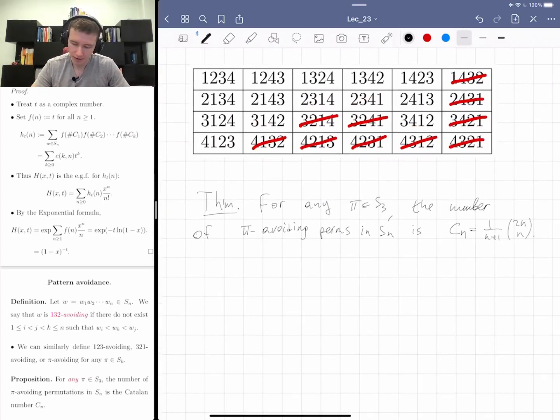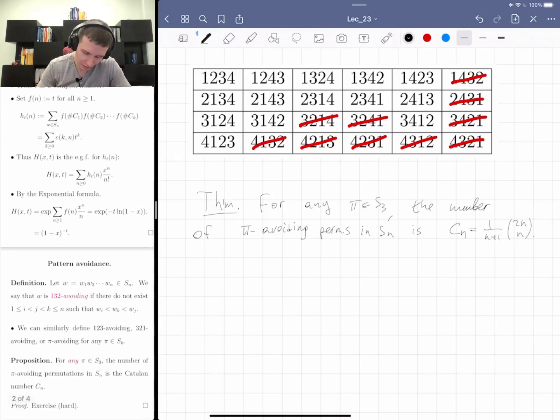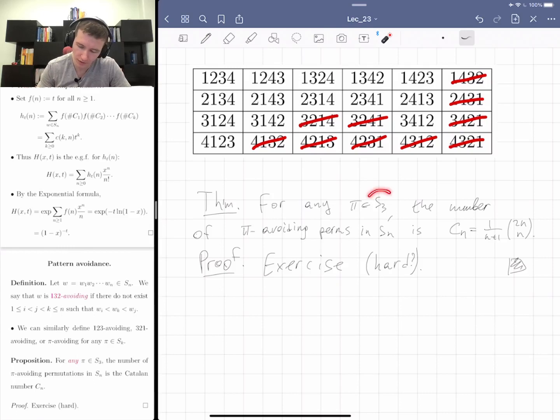I'm not going to prove it; I'm going to leave it as an exercise, though I don't suggest you try. I mean, you can try it, but it is probably hard. Anyway, you can do it case by case. For each of the 6 permutations, you can probably find some combinatorial bijection between the corresponding permutations and, let's say, Dyck paths or triangulations or whatever. But there is no uniform proof of this fact that I know.